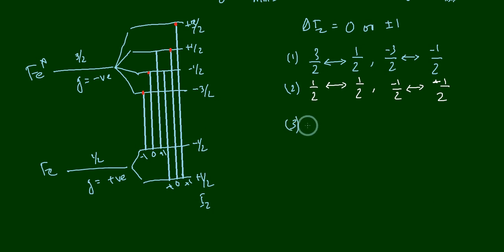Now you can write the third pair, which is minus 1 by 2, plus 1 by 2, and plus 1 by 2, minus 1 by 2. Which are these? Let me mark it. Minus 1 by 2, plus 1 by 2 is this one. And then plus 1 by 2, minus 1 by 2 is this one. So we have picked all the possible transitions into 3 pairs.